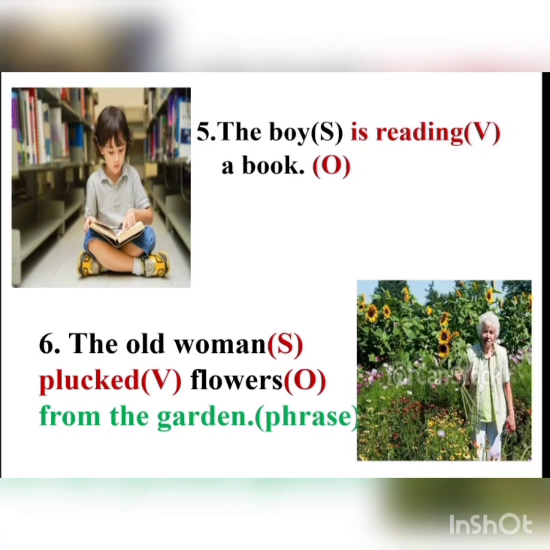The old woman plucked flowers from the garden. The old woman is the subject and plucked is the verb. What did she pluck? Flowers is an object over here. From the garden is a phrase over here. It just refers to a place and it is not an object.